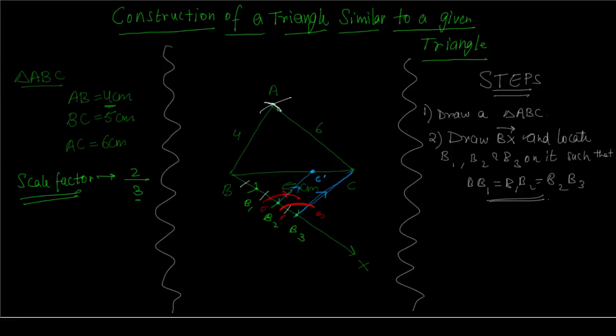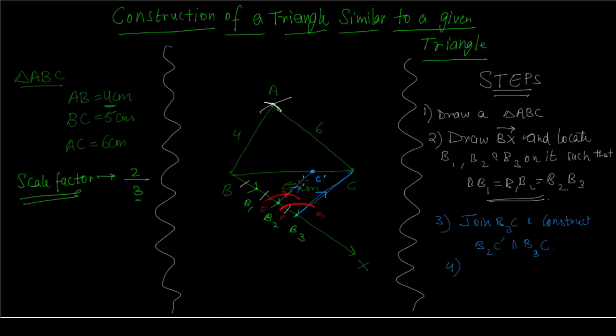Now that's my third step. The third step will be: join B3C and construct B2C dash parallel to B3C, right? We know that by drawing similar angles, we're going to do that, and we're going to form a C dash here, right? That's my third step.